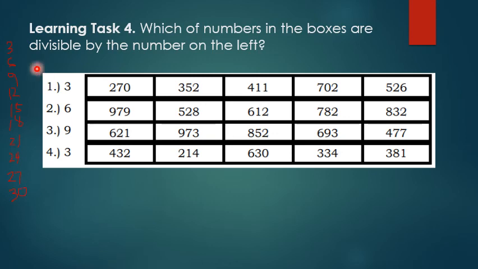Okay? So, ito, 2 plus 7 is 9, plus 0 is 9. So, nandito po ba siya? Yes. Okay, next. 3 plus 5 is 8, plus 2 is 10. So, wala siya dyan. 4 plus 1 is 5, plus 1 is 6. So, ayun. So, bibilugan natin siya. Next.